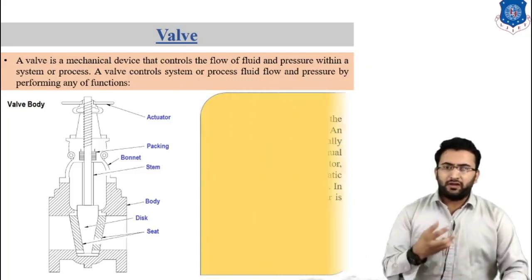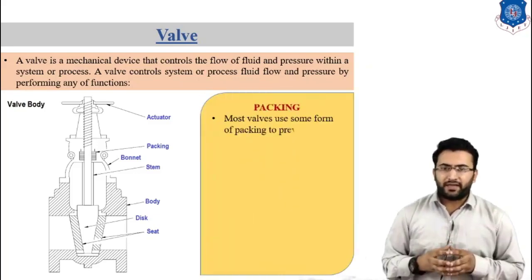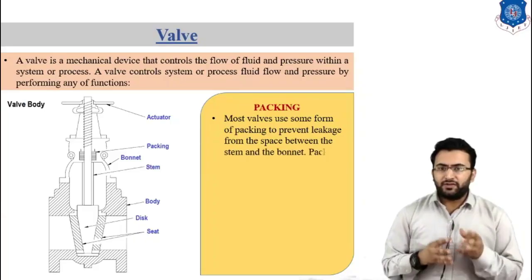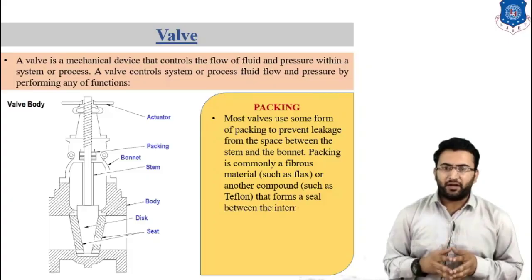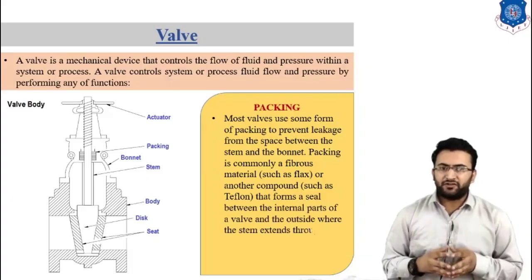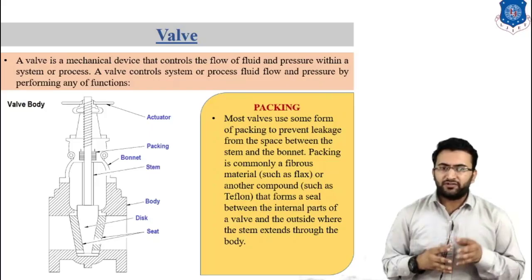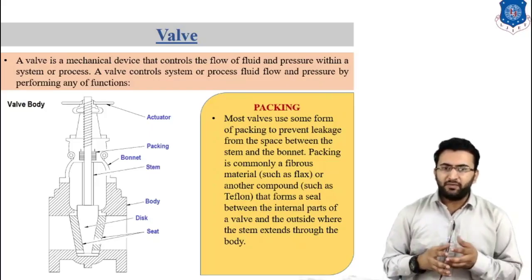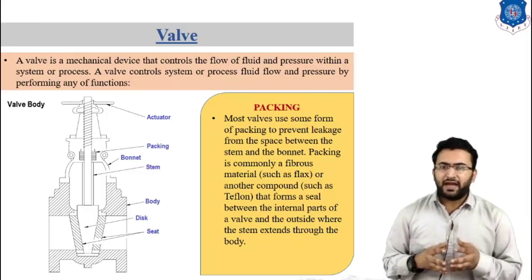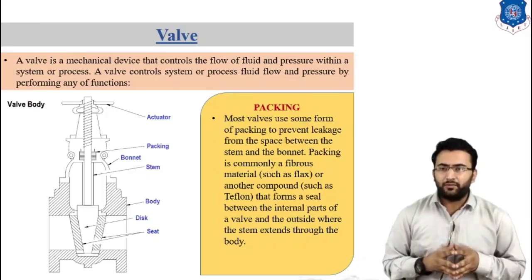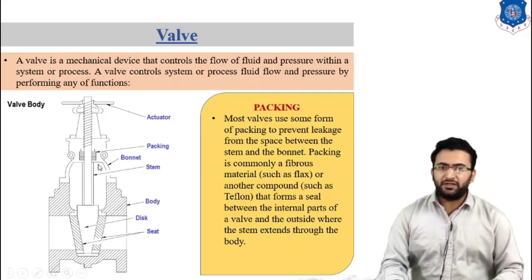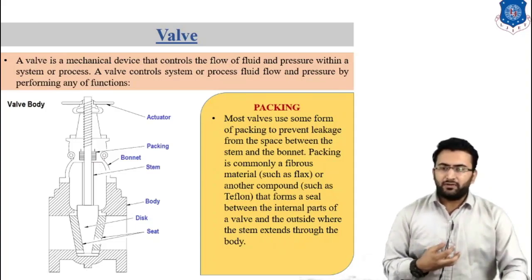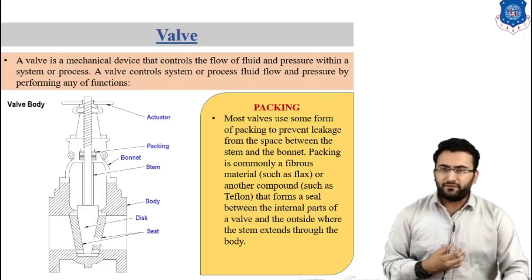Now let's talk about another part of the valve, which is the packing. Most valves use some form of packing to prevent leakage from the space between stem and bonnet. Packing is commonly a fibrous material or another compound such as Teflon that forms a seal between the internal part of the valve and the outside where the stem extends through the body. So this is all about the packing.